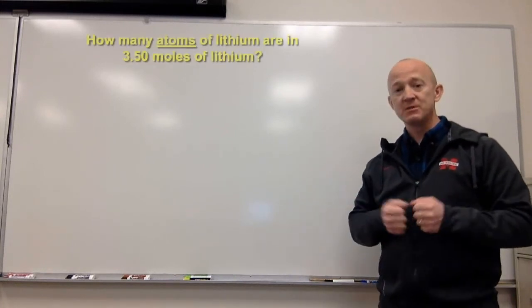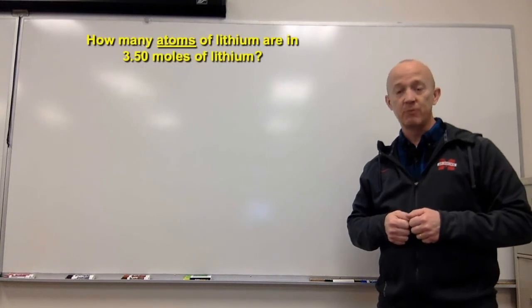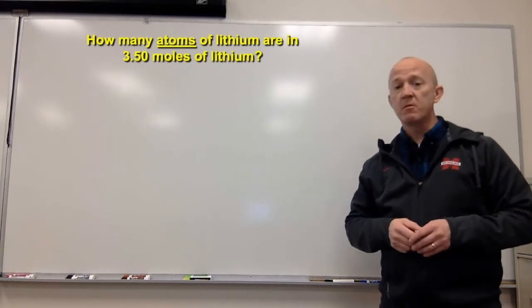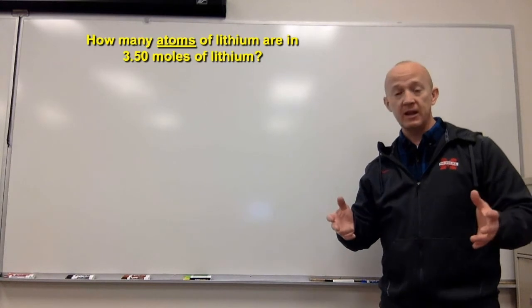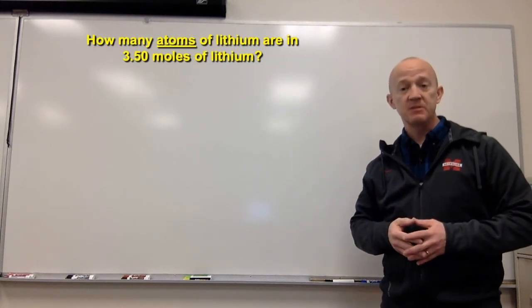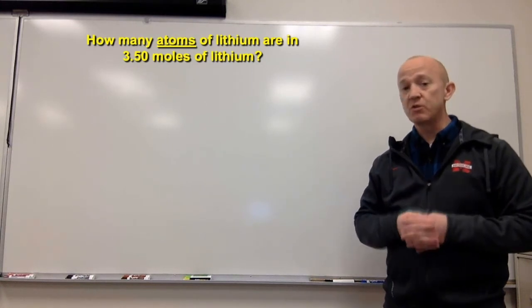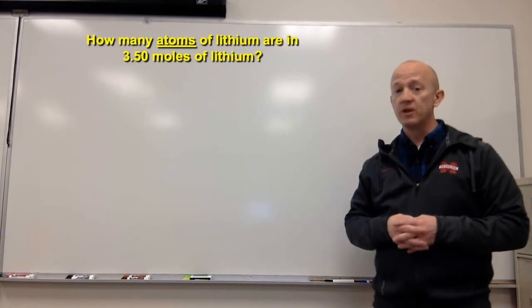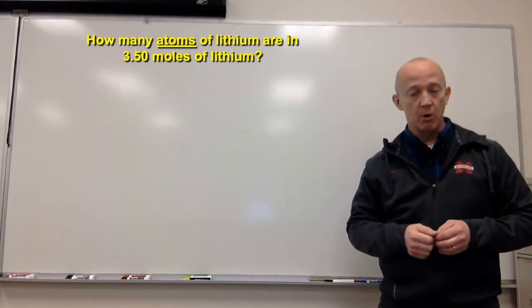How many atoms of lithium do we have in 3.5 moles of lithium? Remember that 1 mole of anything is 6.02 times 10 to the 23rd. So there are 6.02 times 10 to the 23rd lithium atoms in 1 mole of lithium.